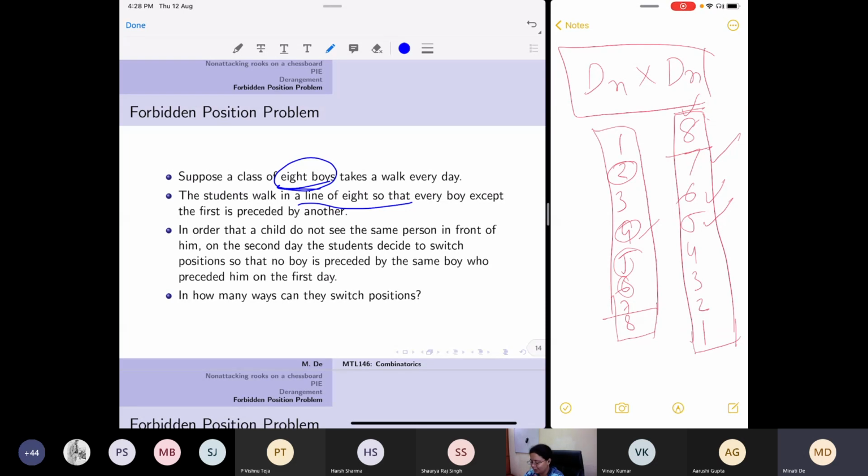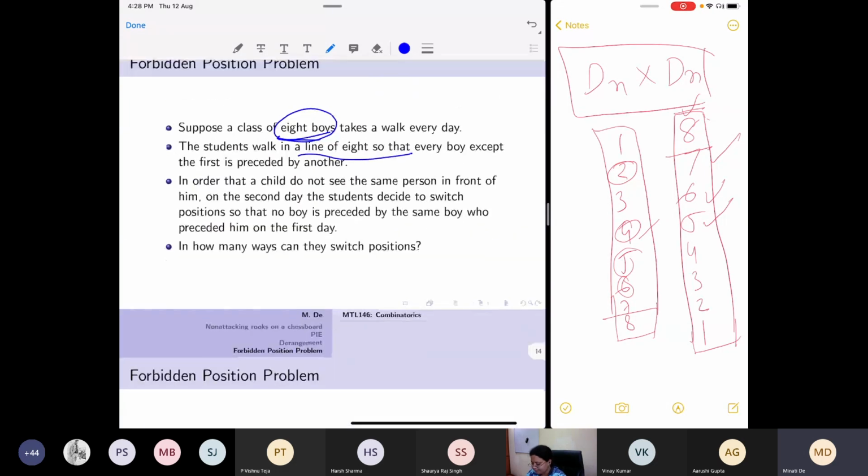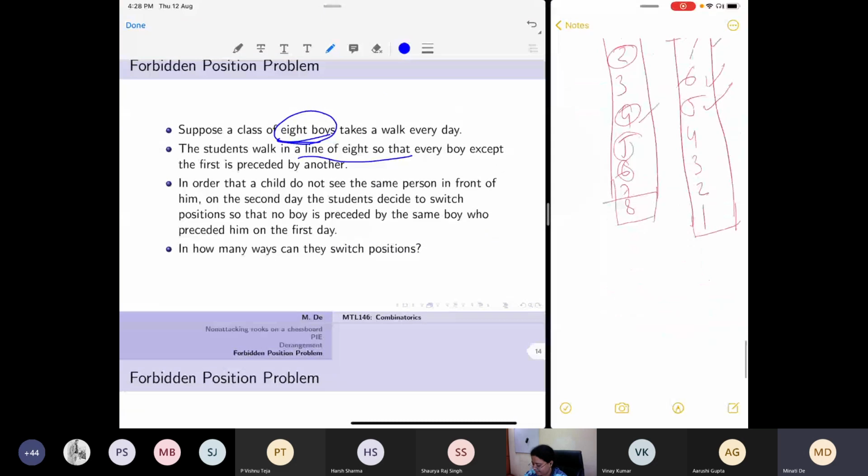Is it the only way? No, right? So the question is, how many ways you can arrange, right? That's the question. D8? DN? D8. Okay, why D8?